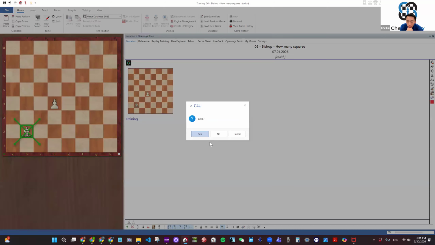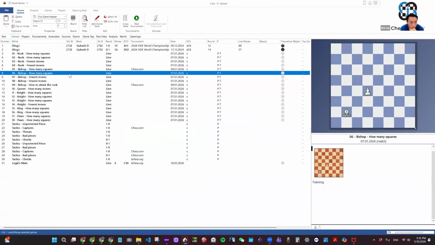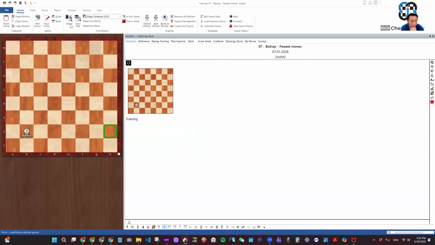Moving on. Okay, let's do this. We have a bishop on b2, and we want to get that bishop to h2. How do we do that in the quickest way possible? Find a path for the bishop.